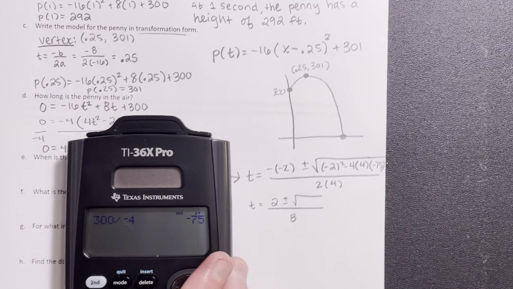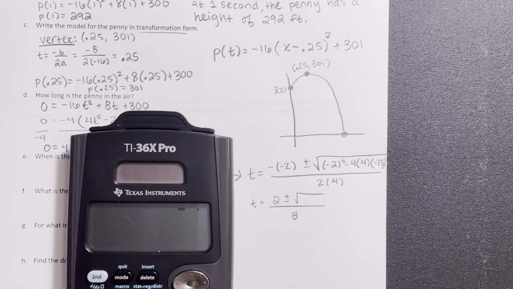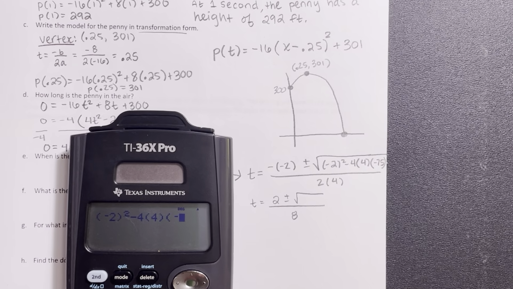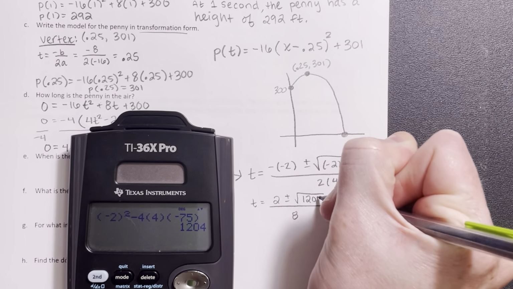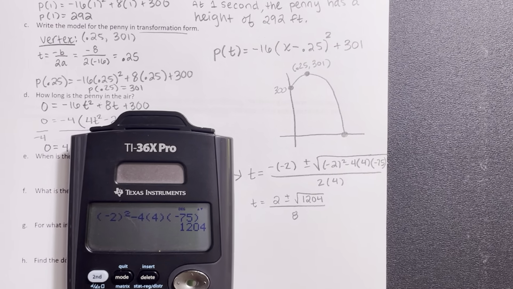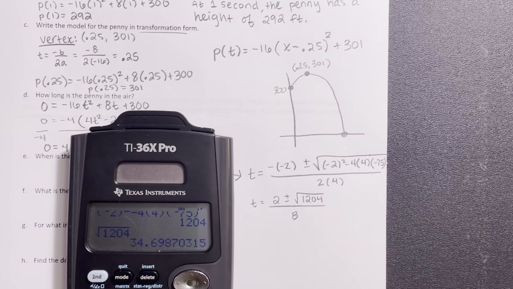And let's see what goes underneath that radical. So we have -2 squared minus 4 times 4 times -75. So it's a positive 1204. That value, if I put it into my calculator, does not even reduce down. It's something that maybe I could reduce by hand, but my calculator does not automatically simplify that radical.